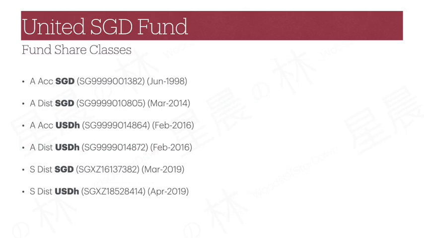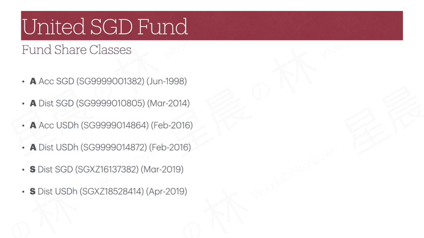The United Sing Dollar Fund is mainly catered for local retail investors, so the main currency share classes are Sing dollars and US dollars hedged. UOBAM standard retail share class uses the alphabet A, although there is also an S for retail but with special features.